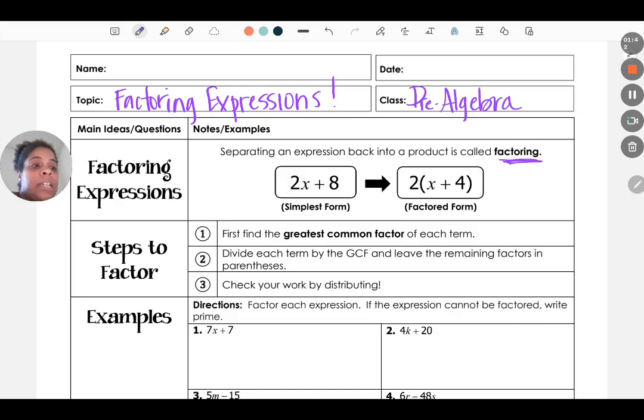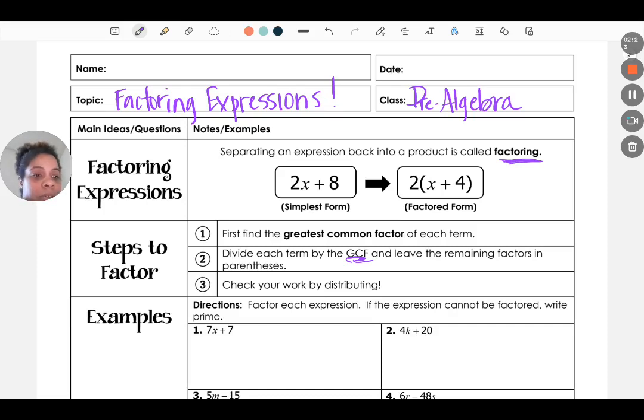And we do that by looking for the greatest common factor that the numbers have in common. And then you're going to divide each term by that greatest common factor, or the GCF. And then leave the remaining factors in the parentheses. After you factor out the number that you need, or sometimes a letter, we leave whatever else is left in the parentheses. And then we check our work by doing the opposite, by distributing, right? I may not do all of those, but I will do a few of those with you.